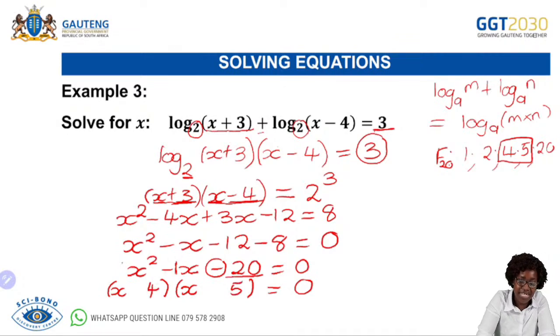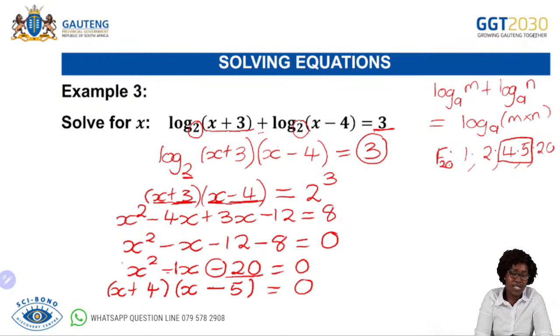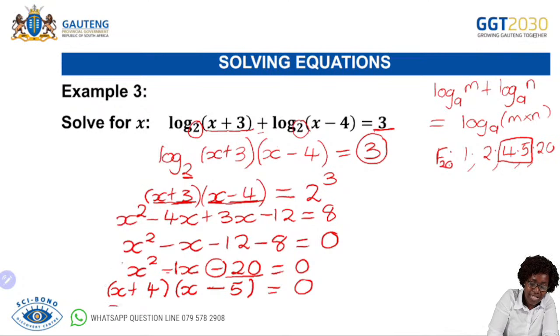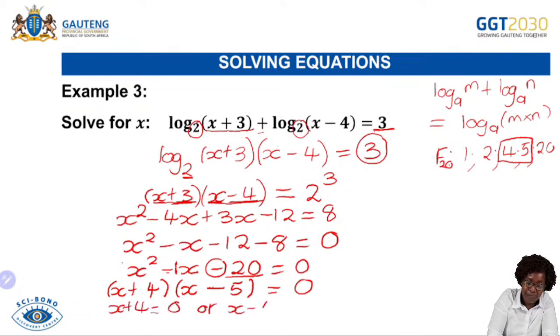But remember, we need a −1. So it means that the bigger factor is supposed to be negative. So we're going to have −5, and there we have a +4. Now, to solve this equation is simple, grade 11s, because now you know that using the product rule, x + 4 will be equal to 0, or x − 5 will be equal to 0. So x will be equal to −4, or x equal to 5.